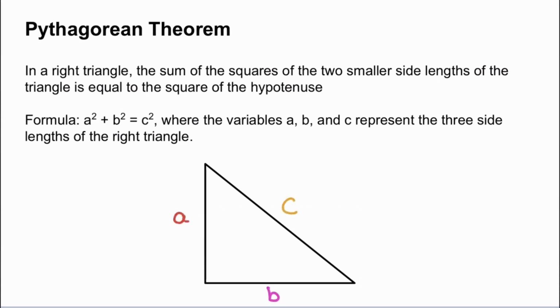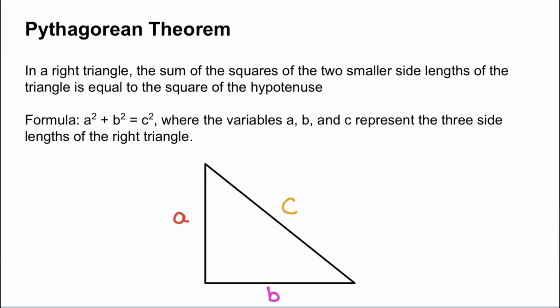Honestly, it doesn't matter which one is designated as A or B. You can switch them, but this hypotenuse, the largest side of the right triangle, always has to be C. And so we have this formula, a squared plus b squared equals c squared, where c is the hypotenuse. With this triangle, that relationship will always hold true.